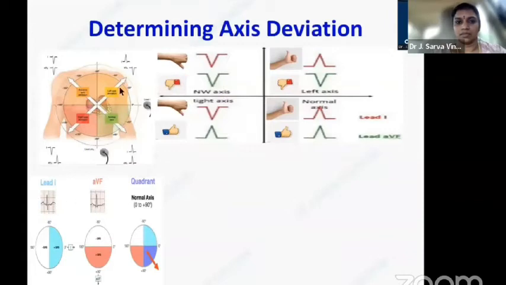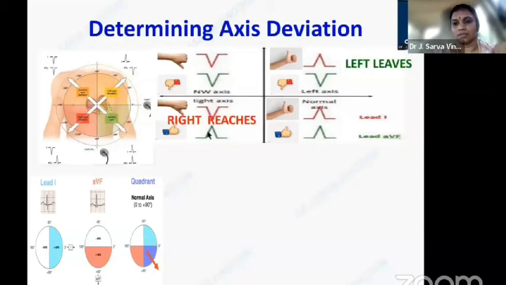This is your normal axis. This is left axis deviation. This is right axis deviation. So we usually take into consideration lead 1 and AVF. You can use the thumb rule, or we can see the axis in the ECG itself. We can remember this by: usually in the normal axis, the QRS complexes in lead 1 and AVF will both be pointing up. So it will be predominantly pointing up.